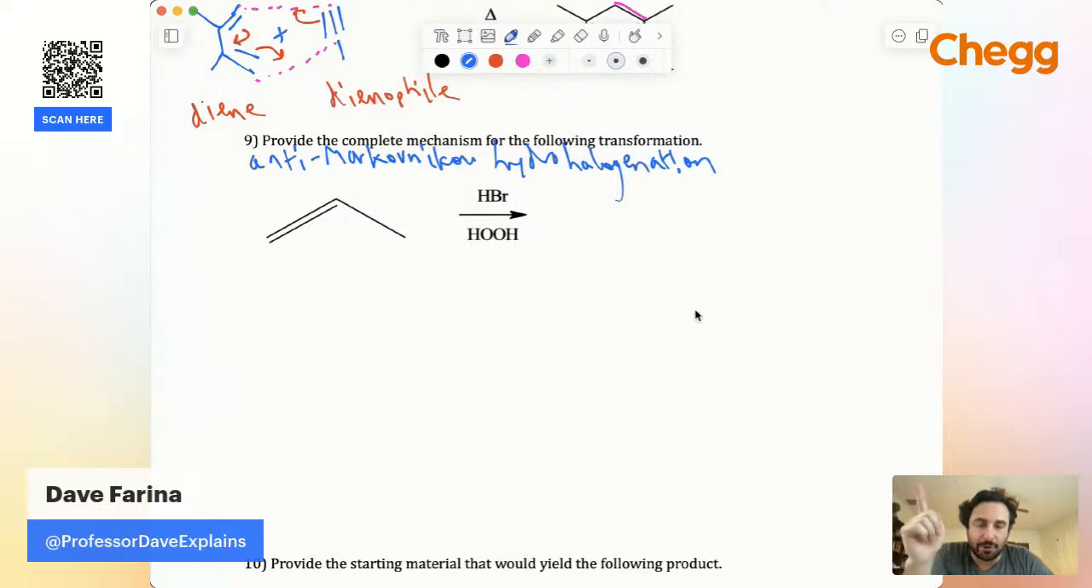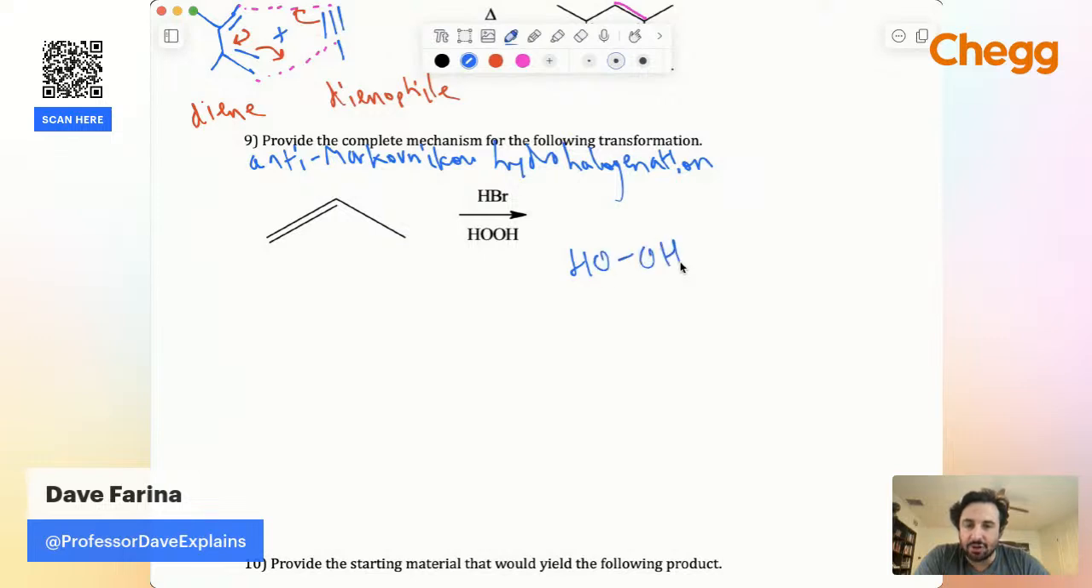So how does this work, right? Because students will learn this in the absence of peroxides, and that's a very simple mechanism, right? The pi bond grabs the proton, bromide attacks the more substituted carbocation, done and done. Very simple. This one is a little more tricky because it's going to proceed via a radical mechanism. So the radical mechanism goes like this.